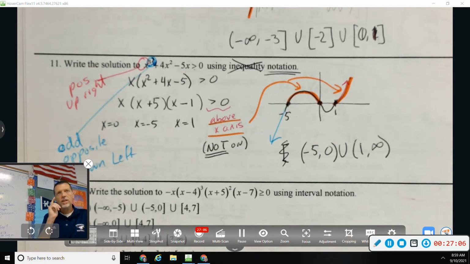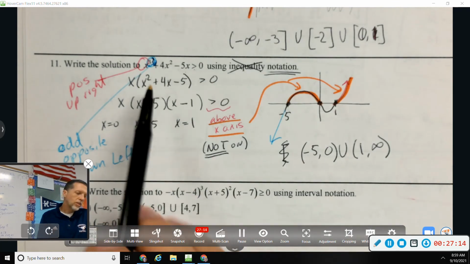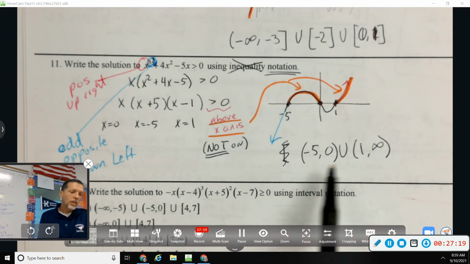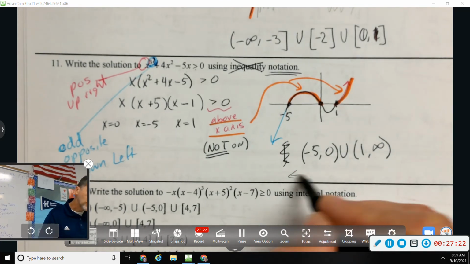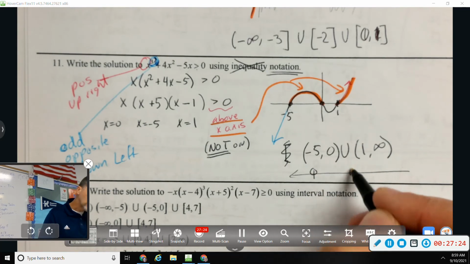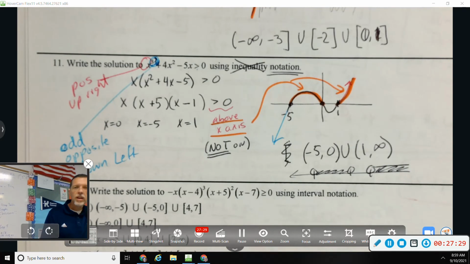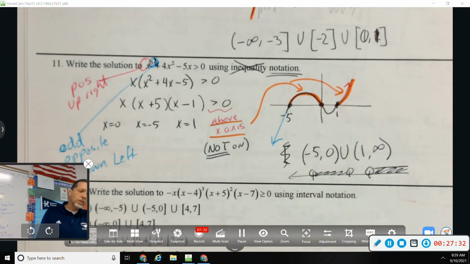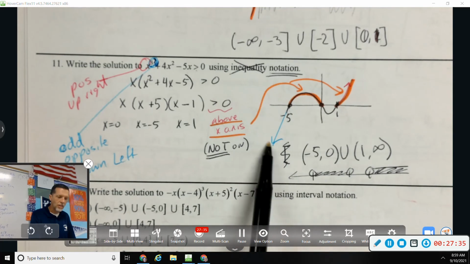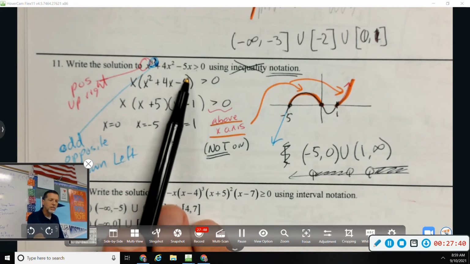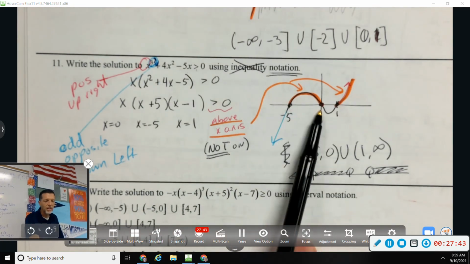Why don't we put like an open one, if we're not including it? Okay, good question. The question was, why don't we put open circles there? The graph doesn't have open circles. If we were going to graph the solution on a number line, those would have open circles. But the graph of the polynomial does not have open circles. Where is it above the axis? Well, not at negative 5 and not at 0 and not at 1.